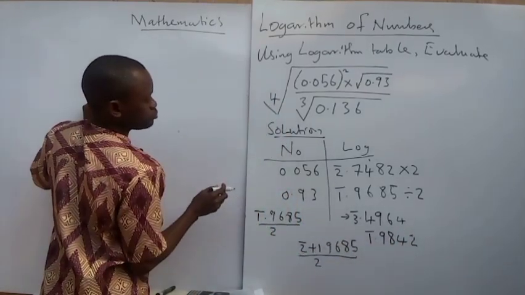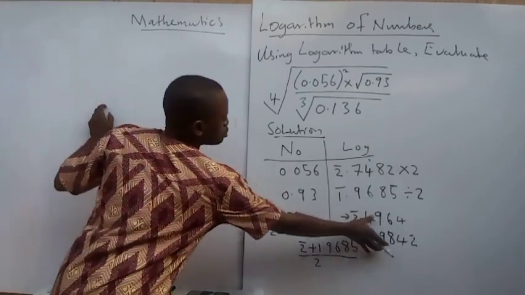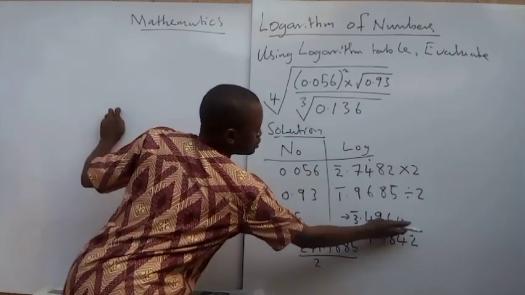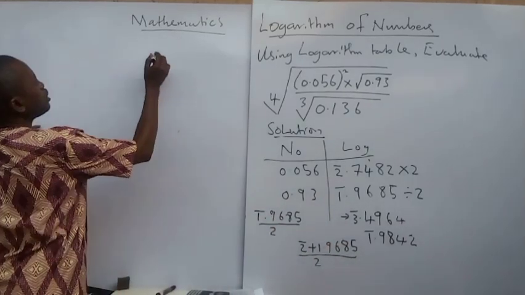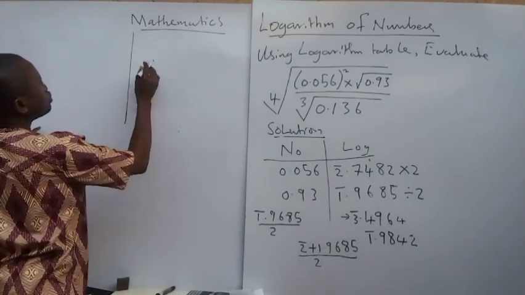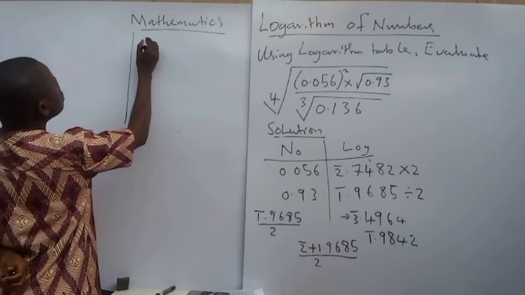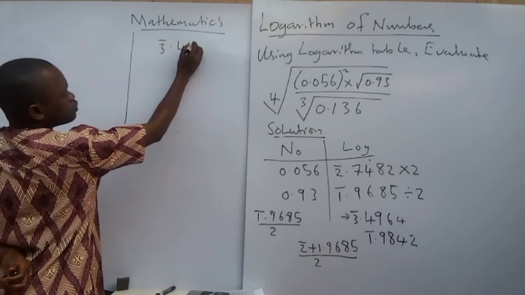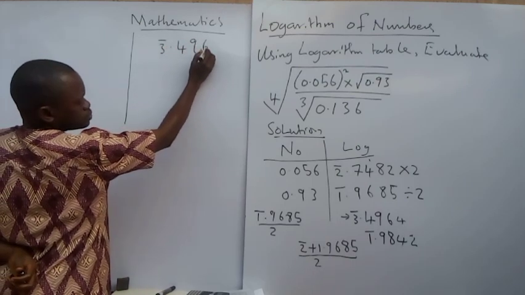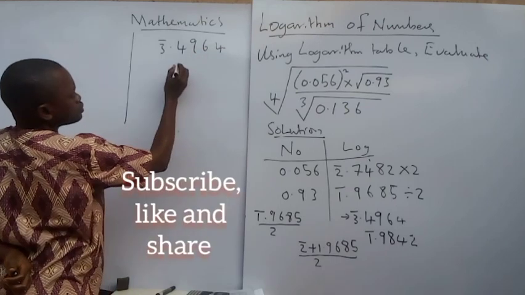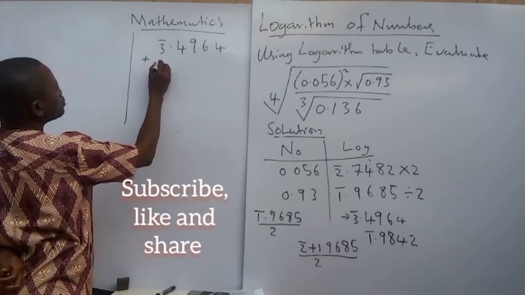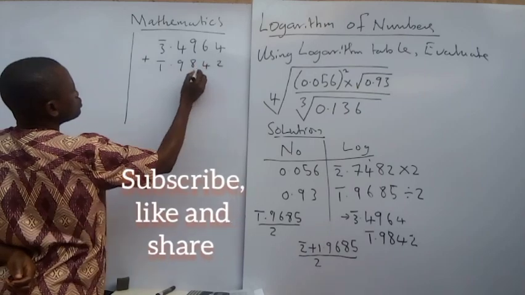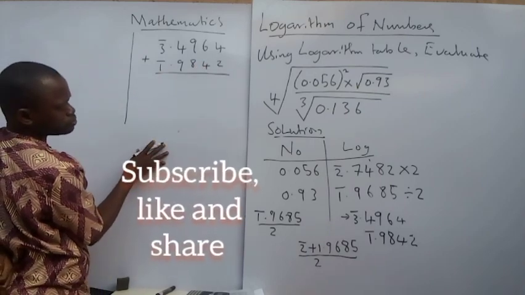Now, let me bring this up here, because due to this multiplication here, I'm going to add this and this, emanating from this and this. So I will have, let me continue in the order it is, bar 3.49664. Then I am adding bar 1.9685. That's the addition I'm doing because of this multiplication.